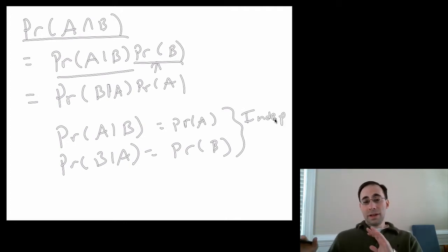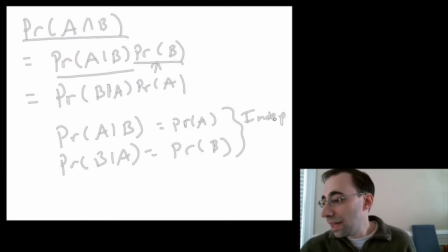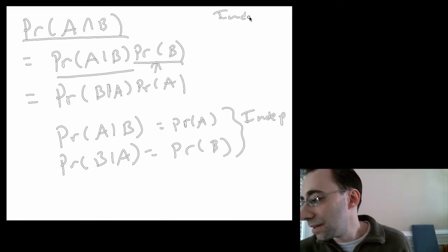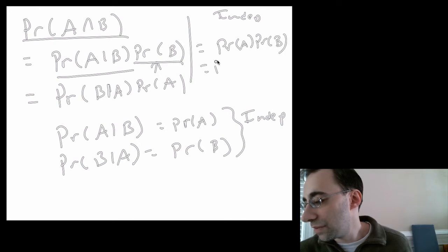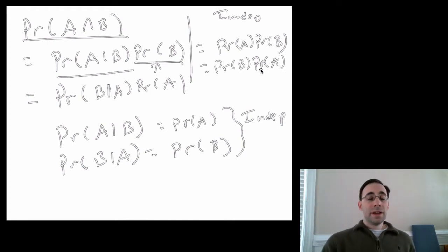Okay. Well, what happens then? If they're independent, then these things reduce to the probability of A times the probability of B, which of course equals the probability of B times the probability of A, because these are just numbers, and numbers are commutative. Right. So if the two events are independent, then the chance that both of them happen together is the chance that the first one happens times the chance that the second one happens.